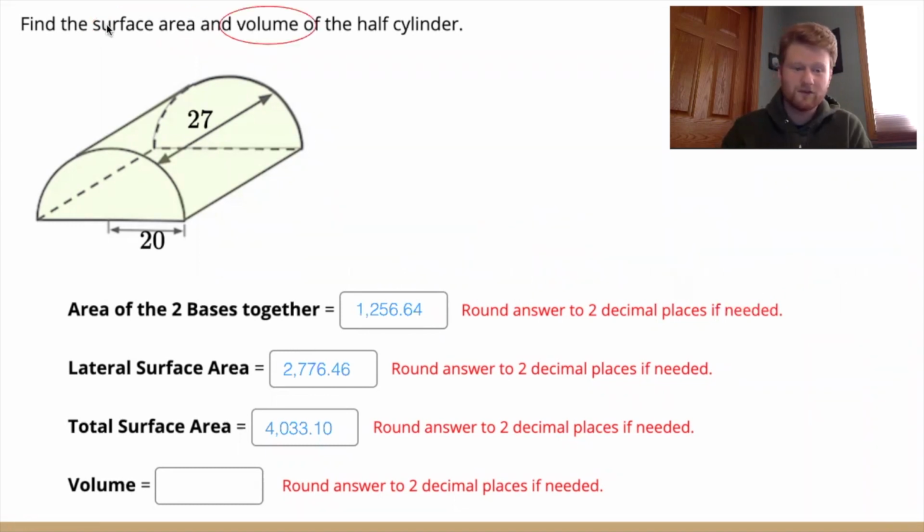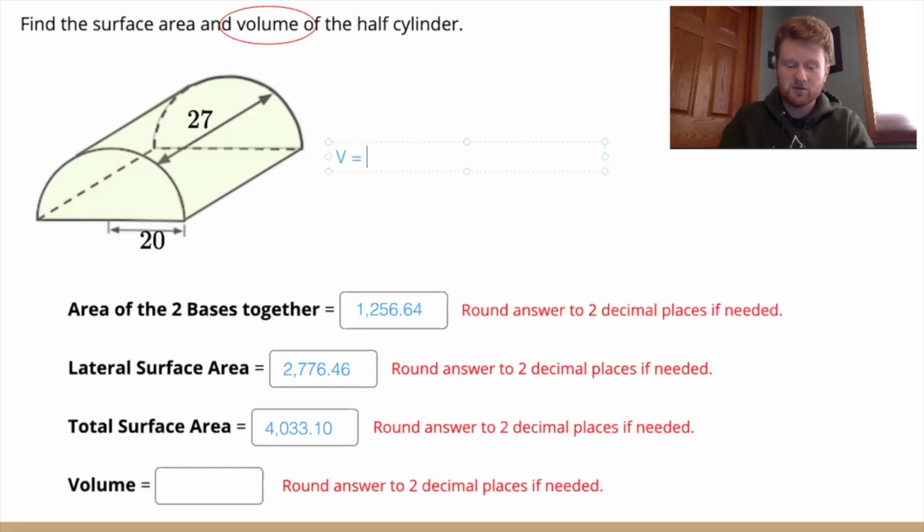Going forward for the volume. Here, again, there are two ways to think about it, but they do the same thing. So the two ways to think about it. A, we can again find the area of the base and times by the height. So we would take half the area of a circle and then times by the height. Or you can think about finding the volume of the full cylinder, that has these measurements, and then dividing by 2. And I'll show you those are just the same.